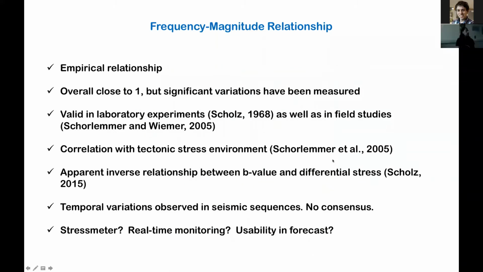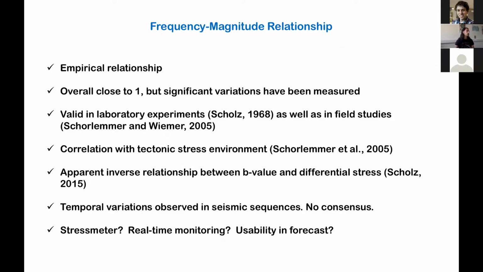So what are some characteristics of this frequency magnitude relationship? It's an empirical relationship. It's based on observations. As I said before, overall it has been observed that the b-value in general is close to 1, but some significant variations have been measured. This relationship has been found valid in laboratory experiments from rock fracturing, as well as in field studies.